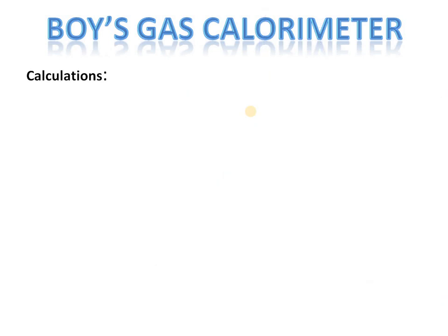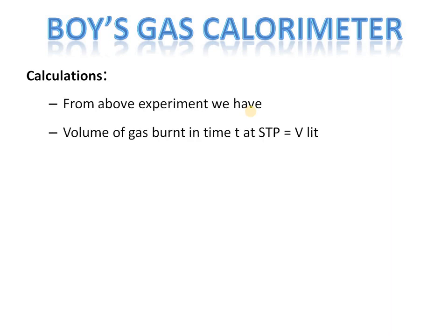So from the above experiment, we have first the volume of gas burnt in time t at STP, that will be equal to V liter. Generally, the flow rate of gaseous fuel or the volatile liquid fuel is maintained around 3 to 4 liter per minute.